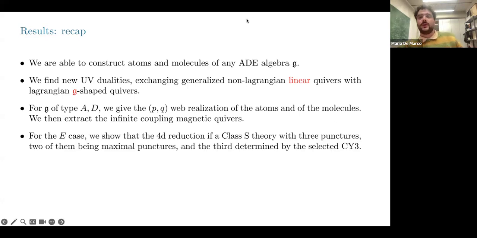And for the E case, well, we don't have a brane realization, but we can again show that the 4-dimensional reduction is of class S type, because we can match the Coulomb branch dimension, the Higgs branch dimension, and also the flavor symmetry. And this also resonates with an analogous construction by Ohmori, Shimizu, Tachikawa, and Yonekura that did an analogous construction from 6D to 4D. Again, the reduction to 4D has two maximal punctures and a third puncture that is determined by the selected Calabi-Yau threefold.